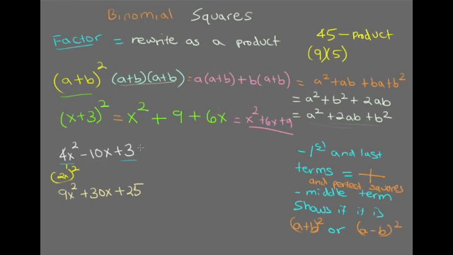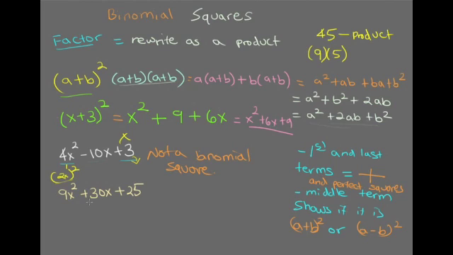Is the last term a perfect square? Is 3 a perfect square? No, 3 isn't a perfect square. So we would say not a binomial square, because the last term is not a perfect square, which means that this cannot be a binomial square ever.